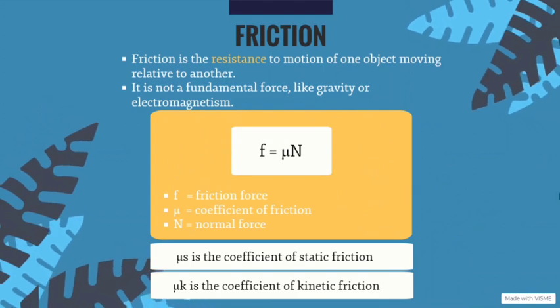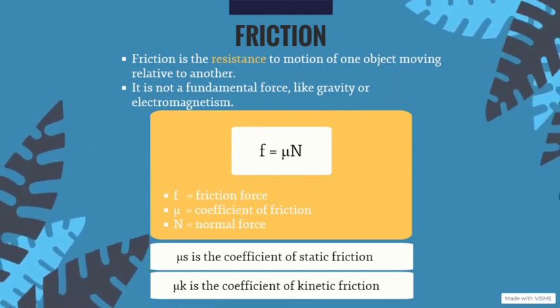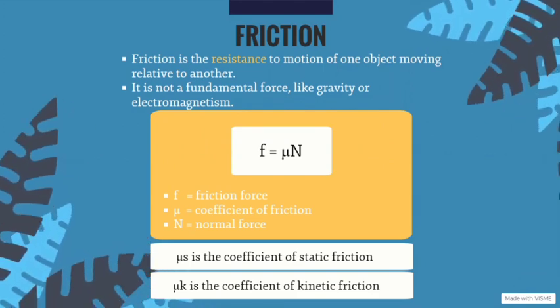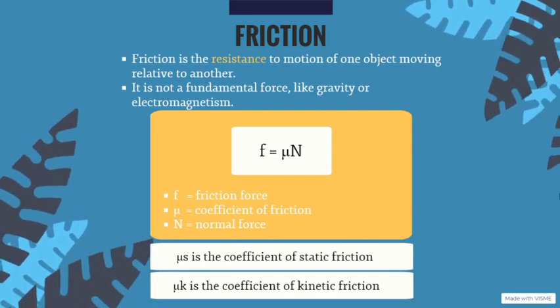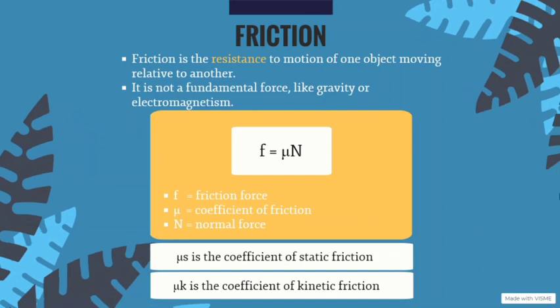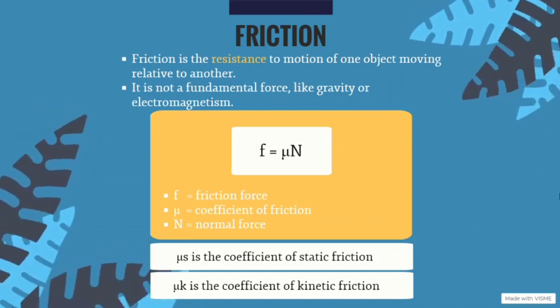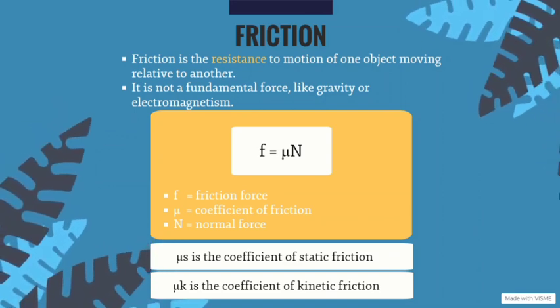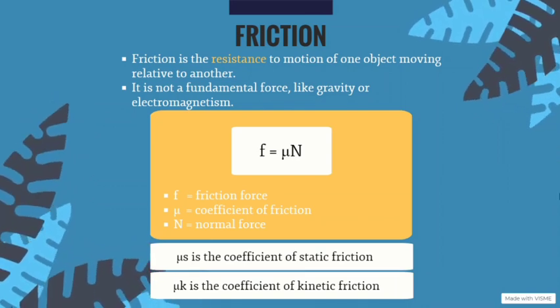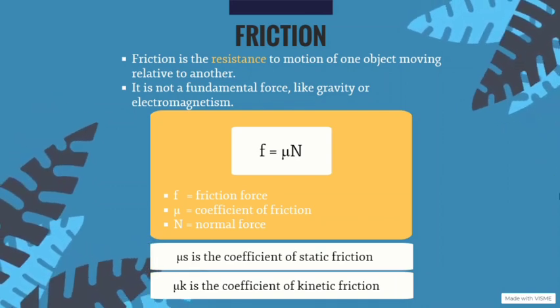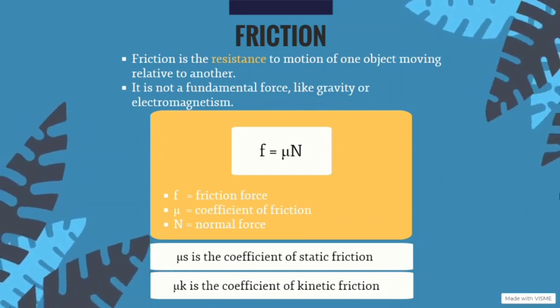So firstly, we need to know what friction is. Friction is the resistance to motion of one object moving relative to another. Friction is not a fundamental force like gravity or electromagnetism. Friction needs to be created. Friction is created when an object is moved on a surface.